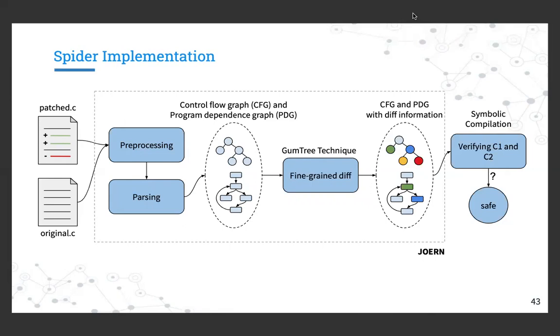Once we know the statements affected by the patch directly, then we use dependencies in the program dependence graph to identify all the other statements that are data dependent on the statements that are directly affected by the patch. Once we know all the statements, then we use symbolic compilation to verify conditions C1 and C2. If C1 and C2 hold, we say the patch to be safe.